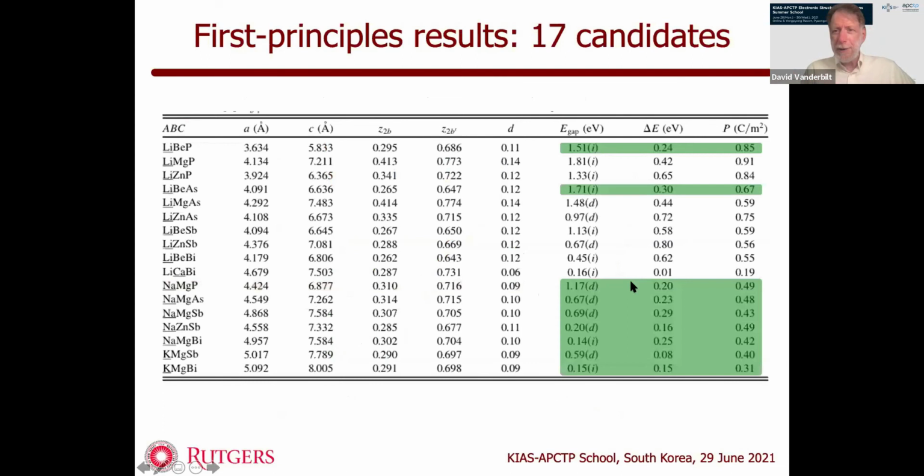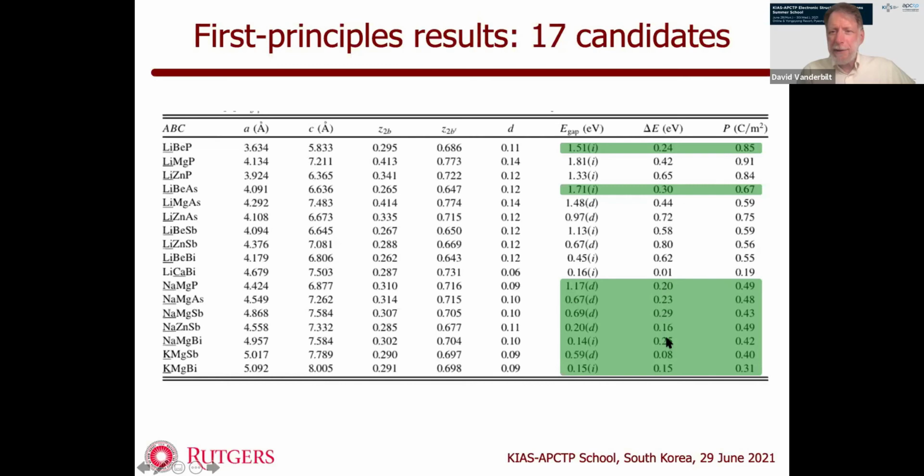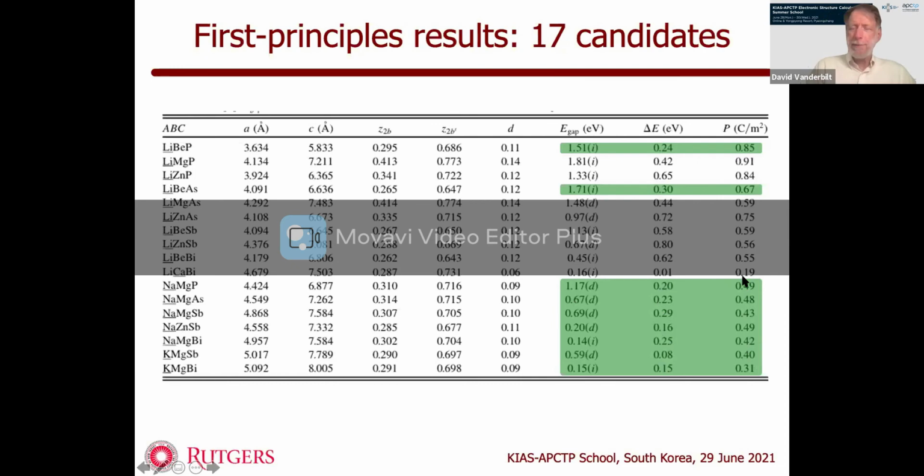Altogether, there were a number of other reasonable candidates. Again, there's too much data here to follow everything, but all of these are insulating materials, which means the gap is positive. These are the energy barriers, and the green emphasis is on ones that have relatively small energy barriers. And this is the size of the polarization, the Berry phase polarization. They're all of roughly comparable magnitude there.